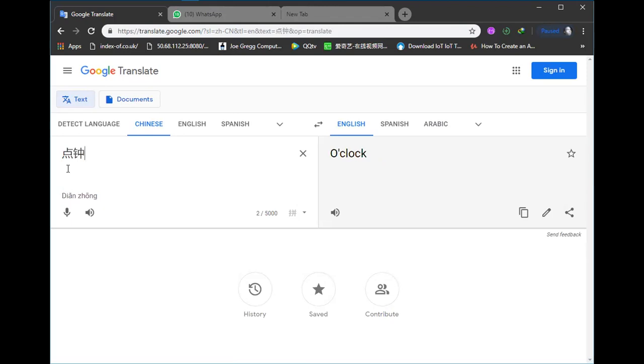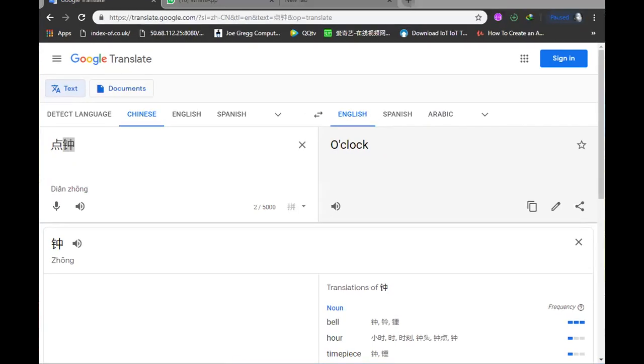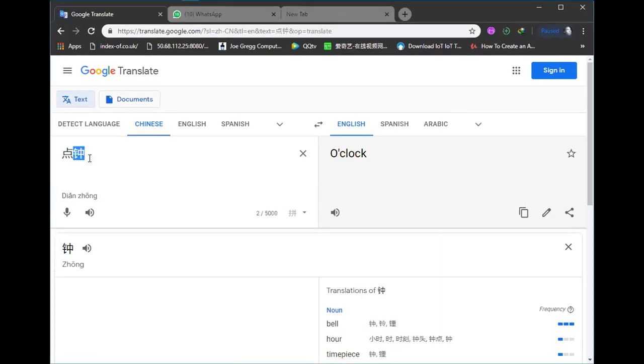Okay, so I'm happy with Dian, but you can also add Zhong in front of Dian, as you can see here. Did you get that? Yes. Okay, good. It's starting to rain a little more on this side, so I'll speak a little louder so that you can pick me up. So we're saying Dian Zhong is the word for o'clock.